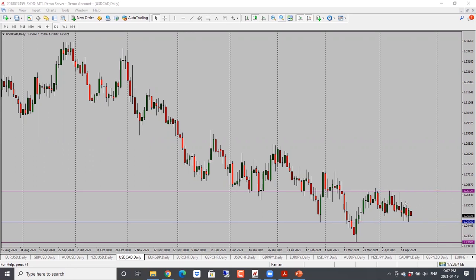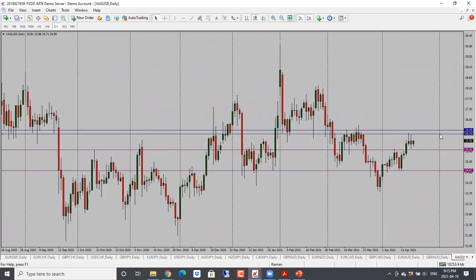If it breaks through, though, then we are looking for a move lower towards 1.2420 and then potentially lower. But the first big test here would be, can it get through the support level? If it fails to get through the support level, then it's back into the range. So bias is neutral here for dollar CAD.